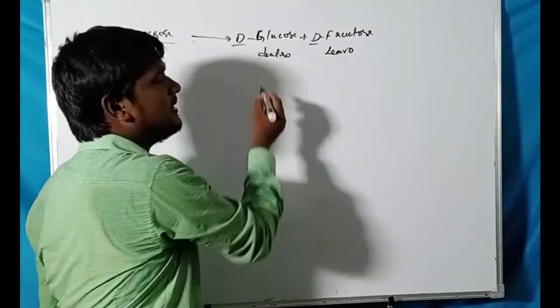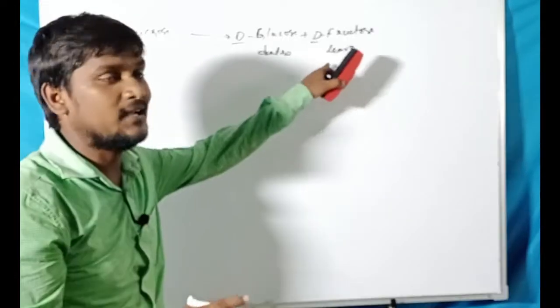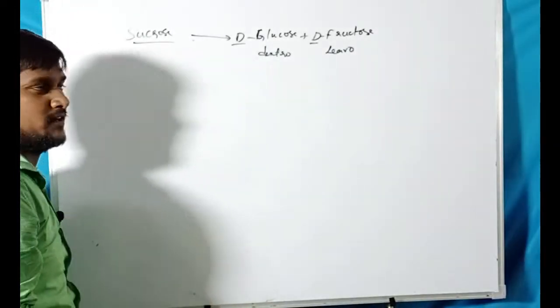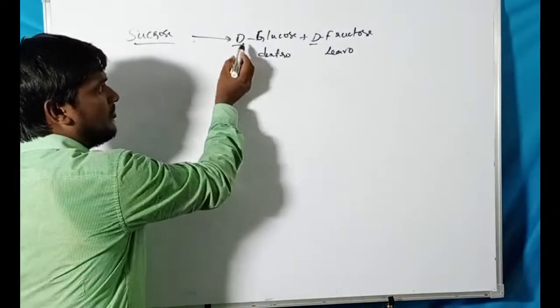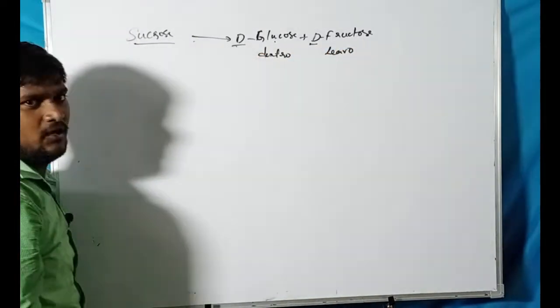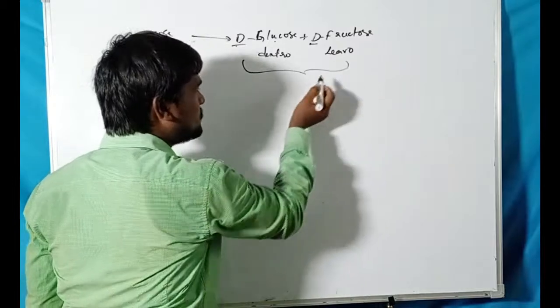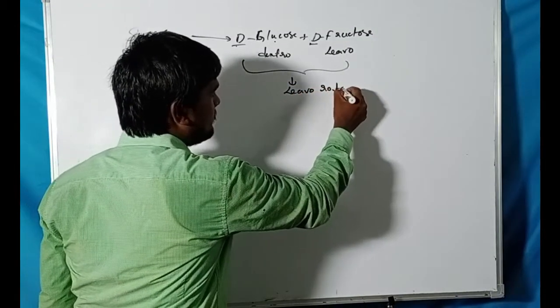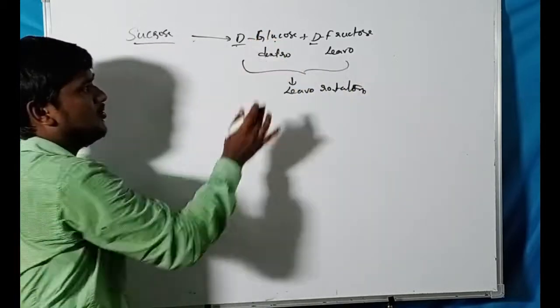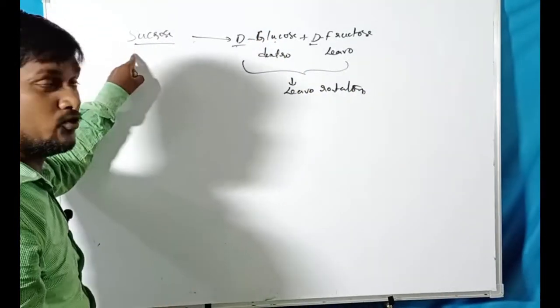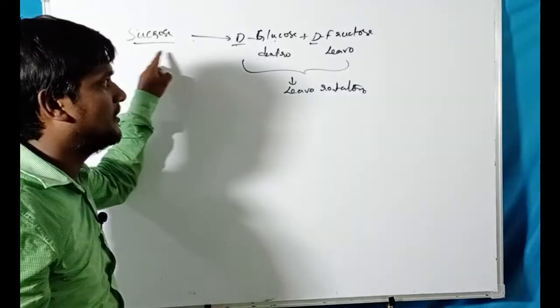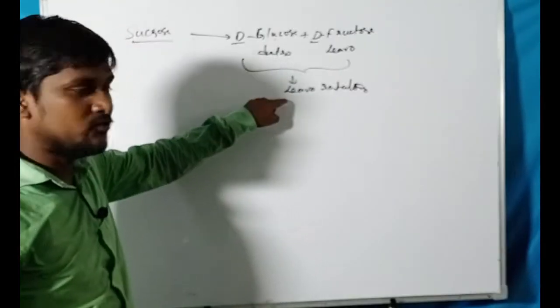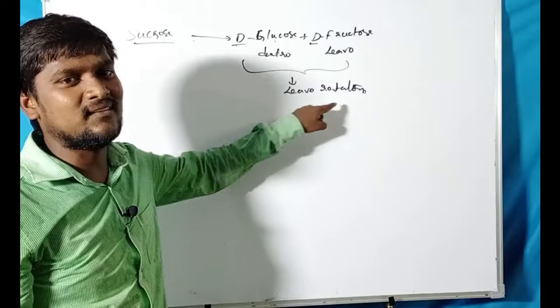So the capital D indicates configuration, and the small d indicates rotation. Both are different. D-glucose and D-fructose. Overall, the solution of the sugar mixture gives levorotatory. This is a very important point. D-glucose is dextrorotatory in sucrose, D-fructose is levorotatory, so the total overall mixture is levorotatory.